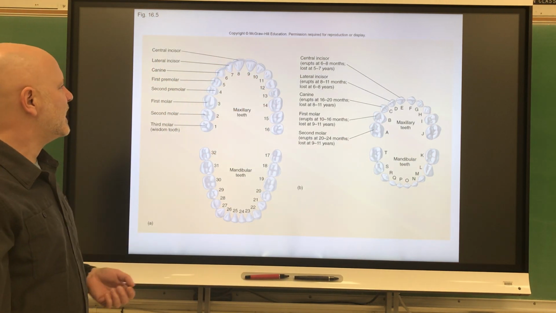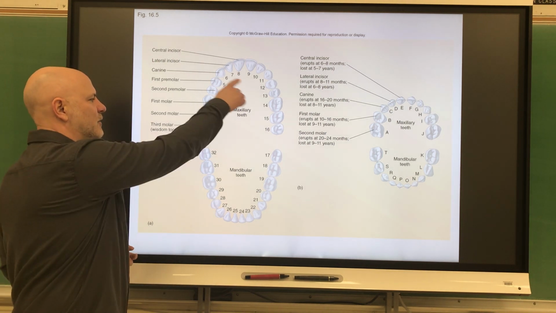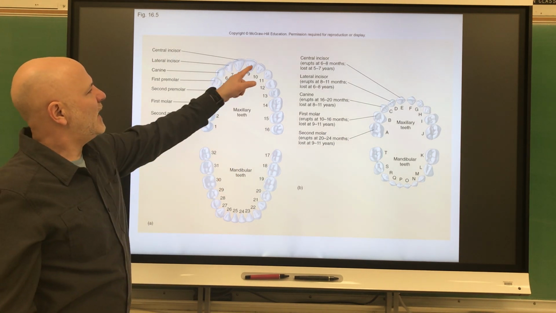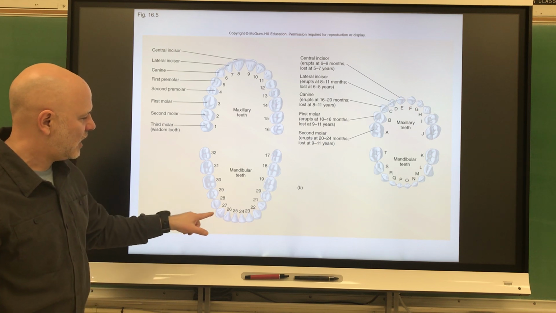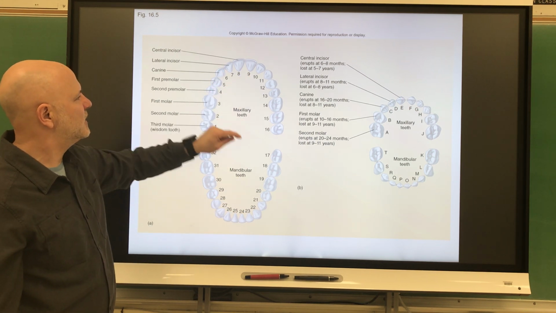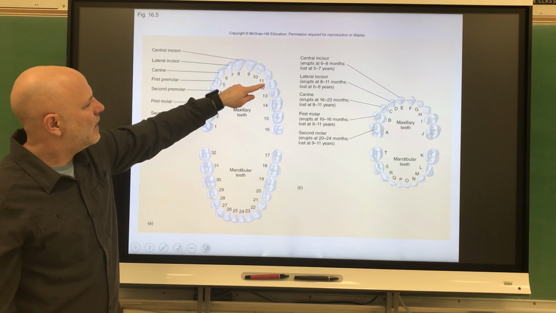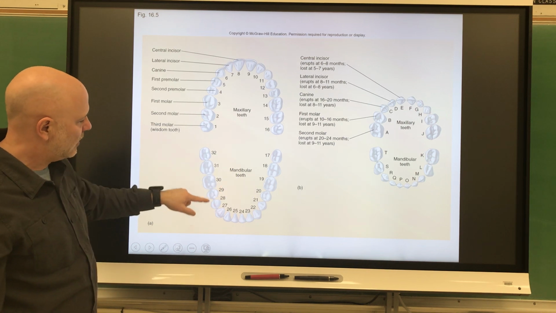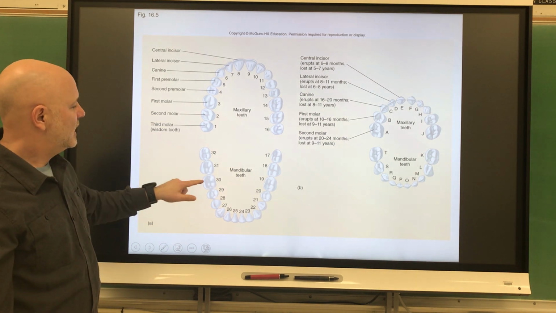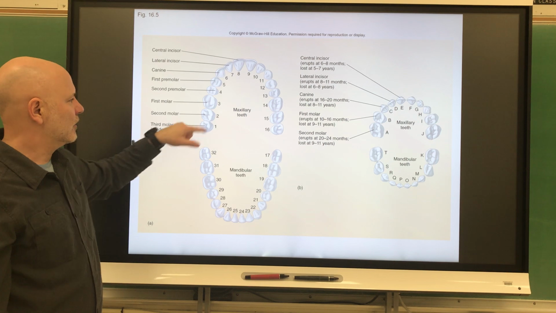So next are secondary teeth. Secondary teeth are also known as our permanent teeth. We have 8 incisors, once again. We have 4 canines or cuspids. We have 8 premolars, found here, also known as bicuspids. And then we have 12 molars.